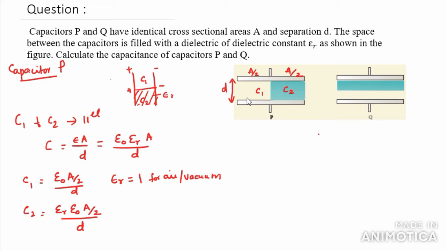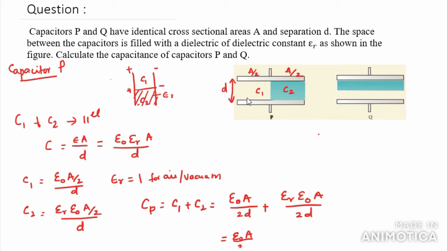Since these two capacitors are in parallel, the resultant is given by adding C1 plus C2. So this is equal to epsilon naught A by 2D plus epsilon r epsilon naught A by 2D, which equals epsilon naught A by 2D into 1 plus epsilon r. This is the equivalent capacitance for capacitor P.